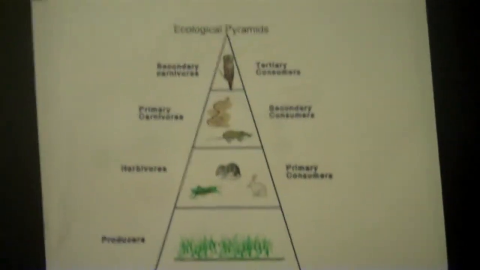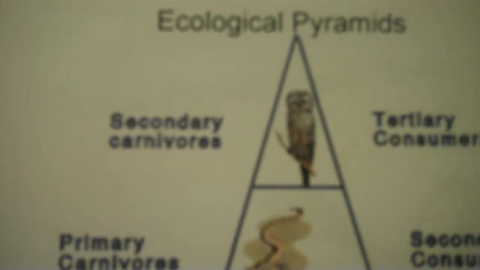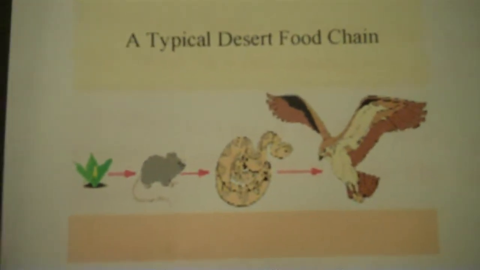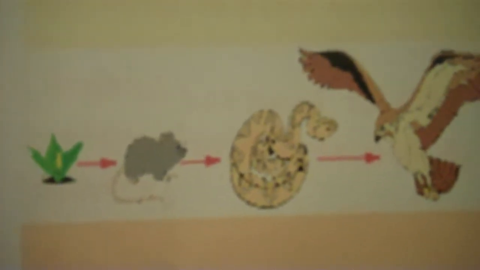This is an example of an energy pyramid, starting with the grass, then transfers to the mouse, then to the secondary consumers, to the tertiary, or the carnivores. Then here's a typical food chain with the hawk getting its energy from the snake, snake getting its energy from the mouse, the mouse getting its energy from the plants.